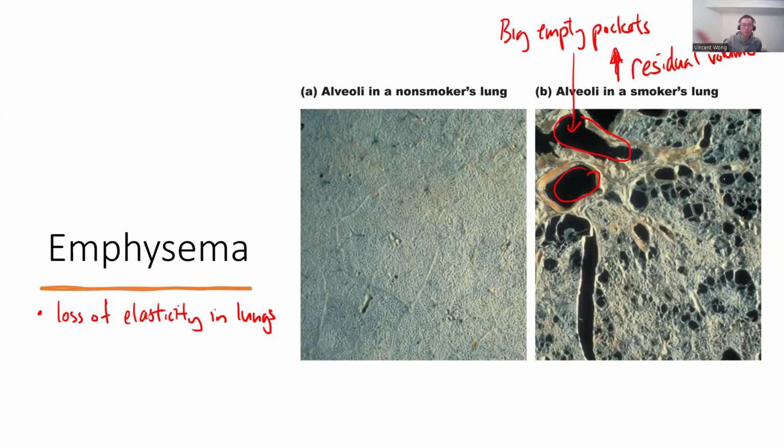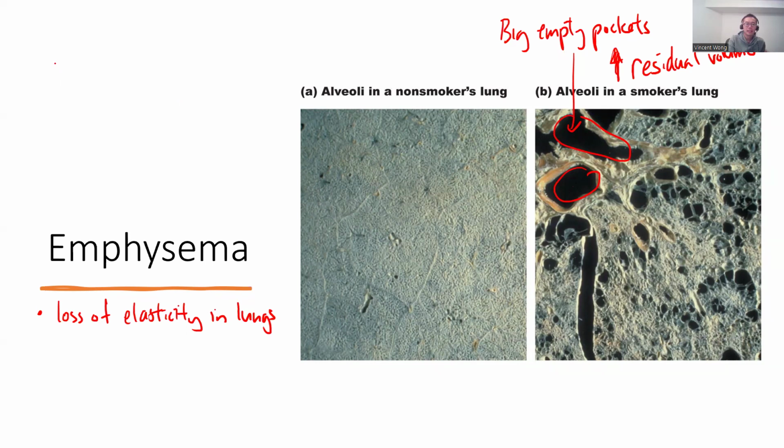What's the difference between the paper bag and the balloon? Well, the balloon has elasticity to it, right? It's elastic. The paper bag, not so much. So that's what emphysema is. Loss of elasticity, right? So you don't empty your lungs and the air stays in the lung and it reduces your gas exchange capacity.